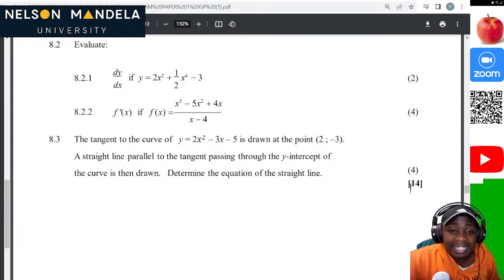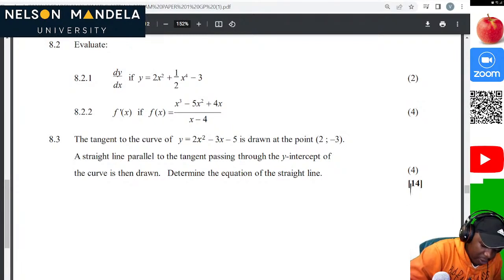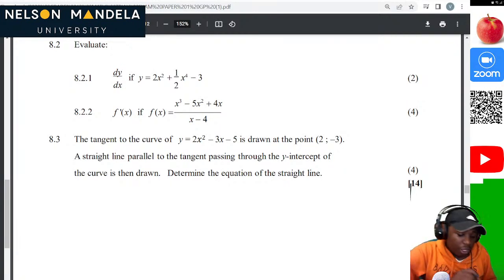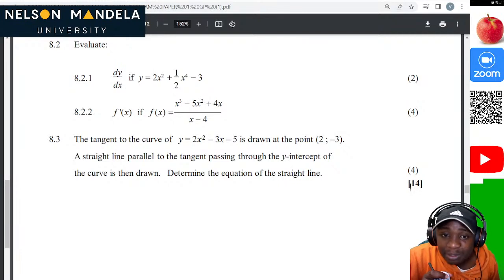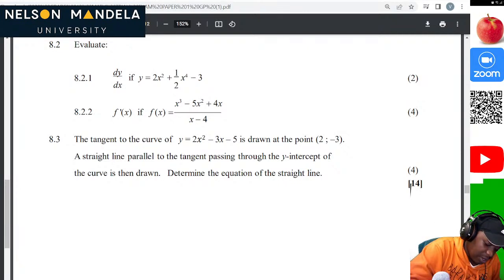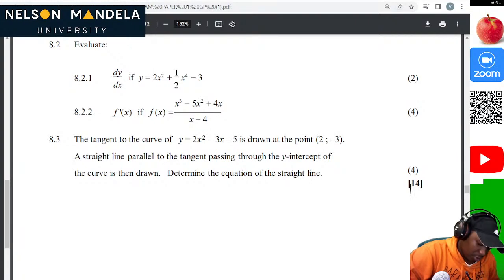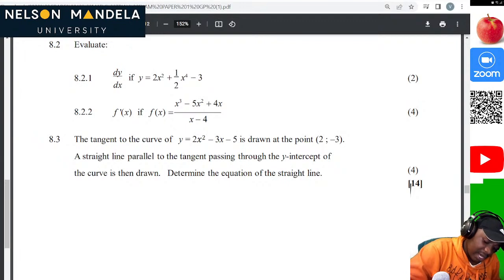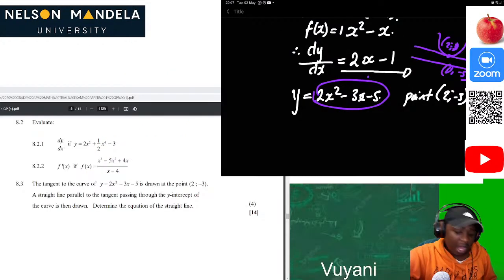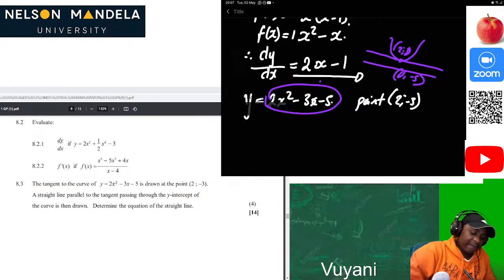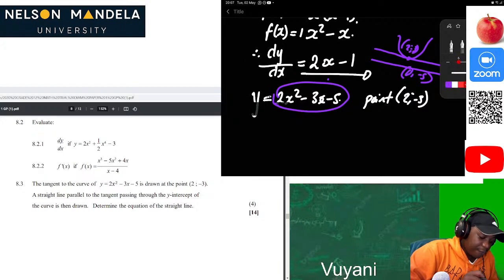Now, from that point, a straight line is drawn parallel, so this is a straight line which is parallel to that tangent, passing through the y-intercept of the curve. This is the original curve which we were given, 2x squared minus 3x minus 5. So the y-intercept of this is (0, -5). Using all this information, let's now try to solve this problem, because they've already told us many things.